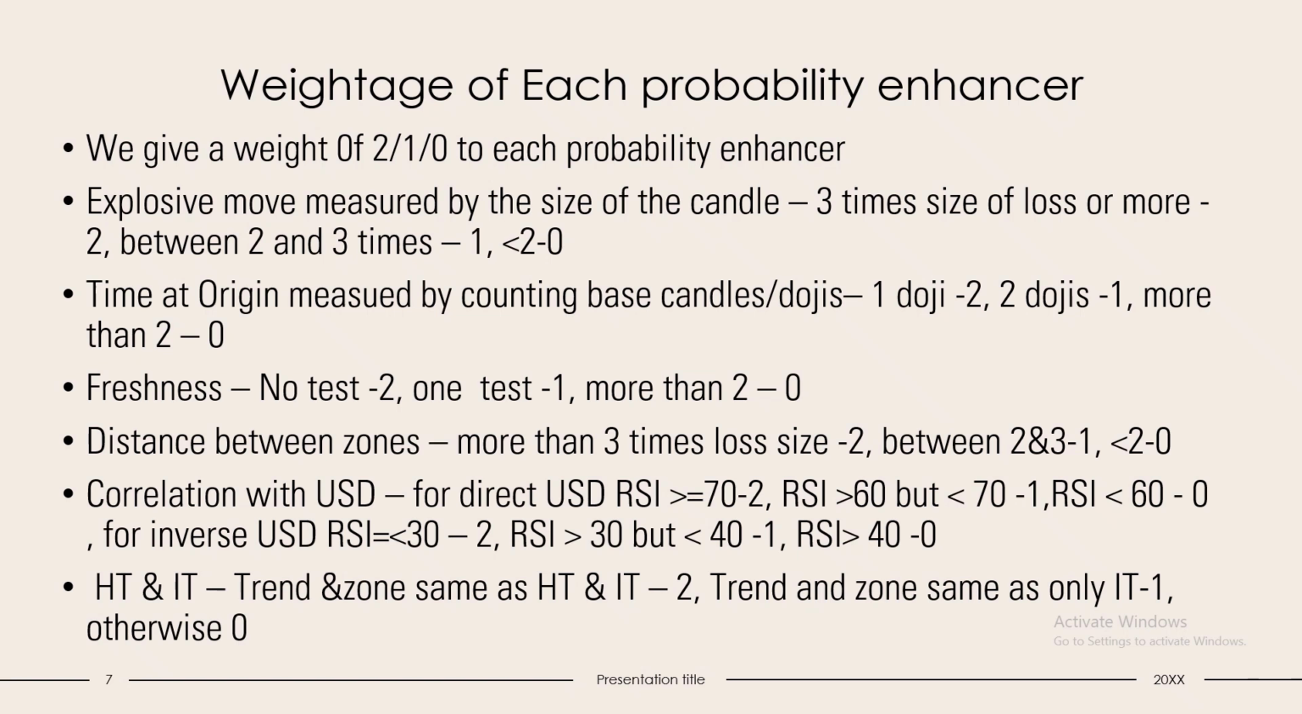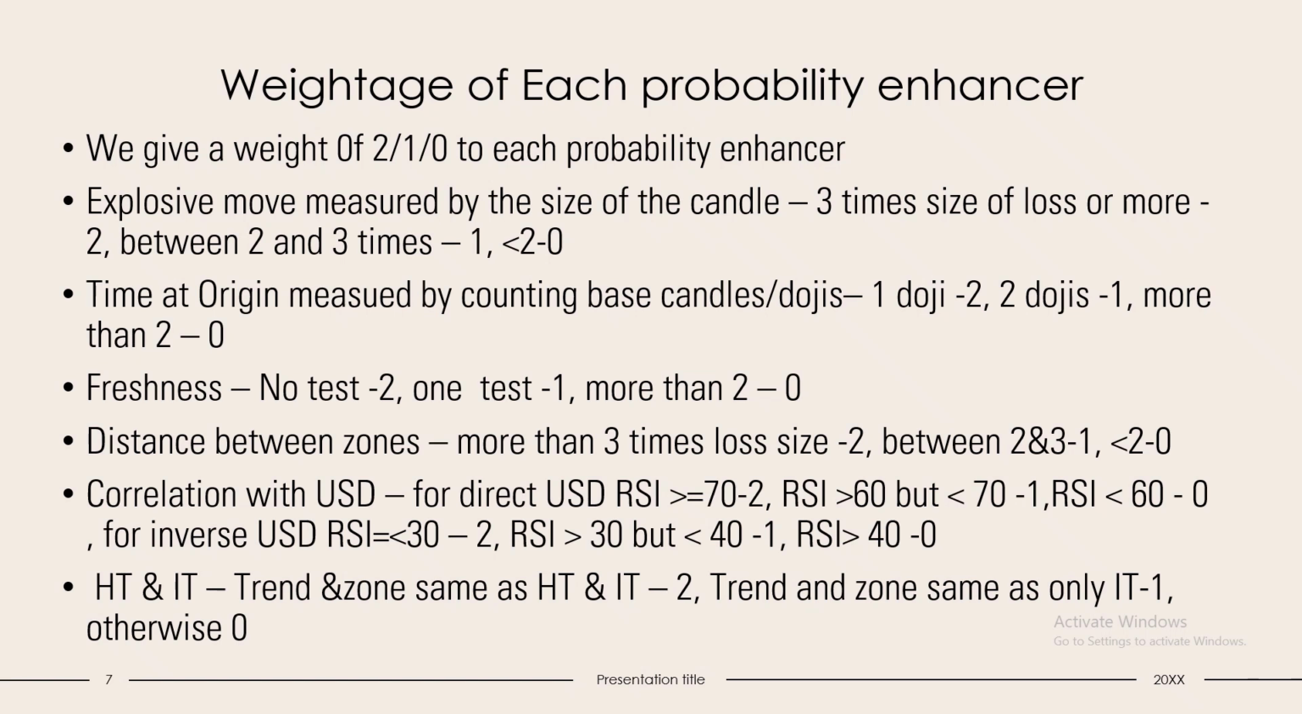Then we talk about the freshness of the area where we take the trade. Depending upon the number of tests, if there are no tests, then we give a score of 2. If there's one test, then we give a score of 1. Otherwise, we give a score of 0.